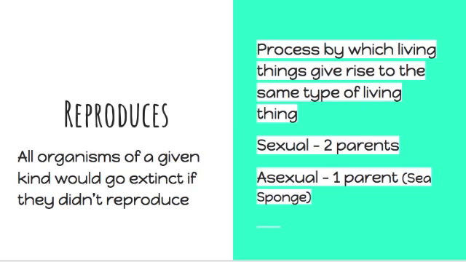They reproduce, so all organisms, if we didn't reproduce, then different species would go extinct, okay? We go extinct for other reasons, which we'll get to later in the year. But if organisms were not able to reproduce, then they would go extinct. Okay? So there's 2 types of reproduction. Sexual reproduction, which requires 2 parents to give rise to offspring or their children. And then asexual reproduction, which is 1 parent.